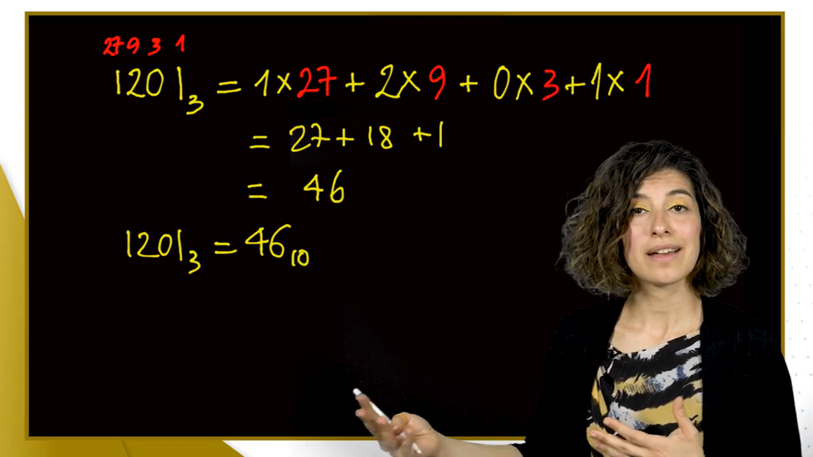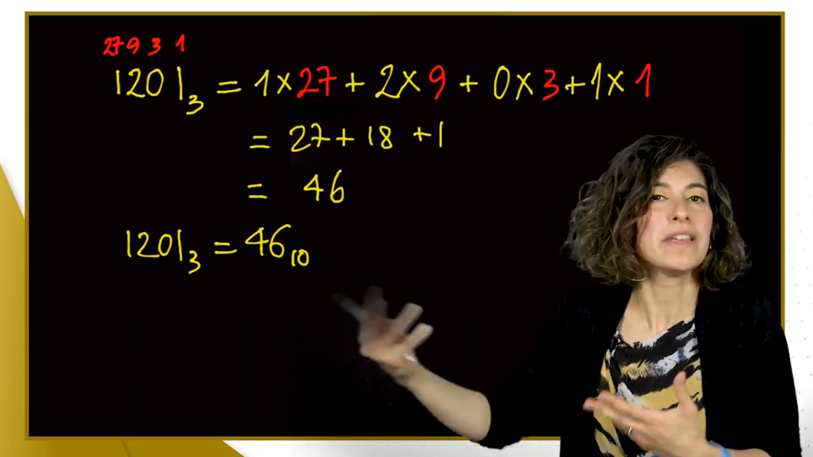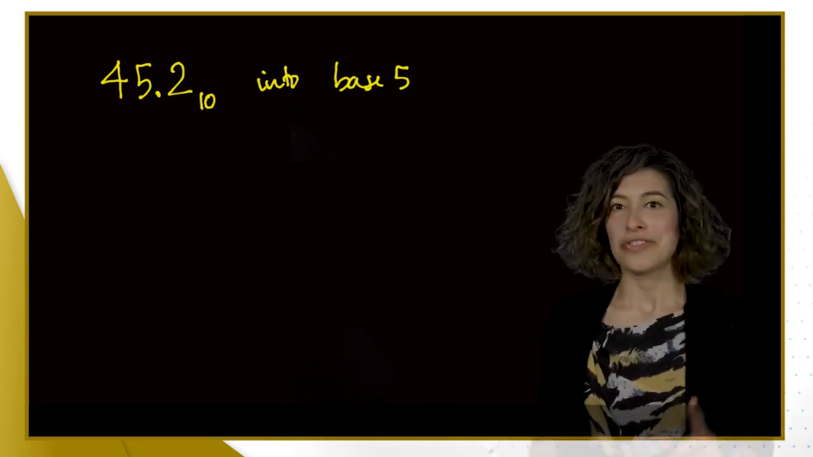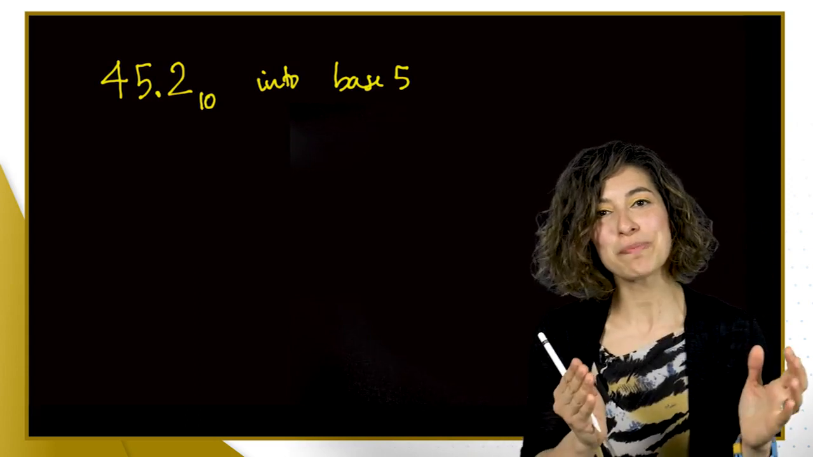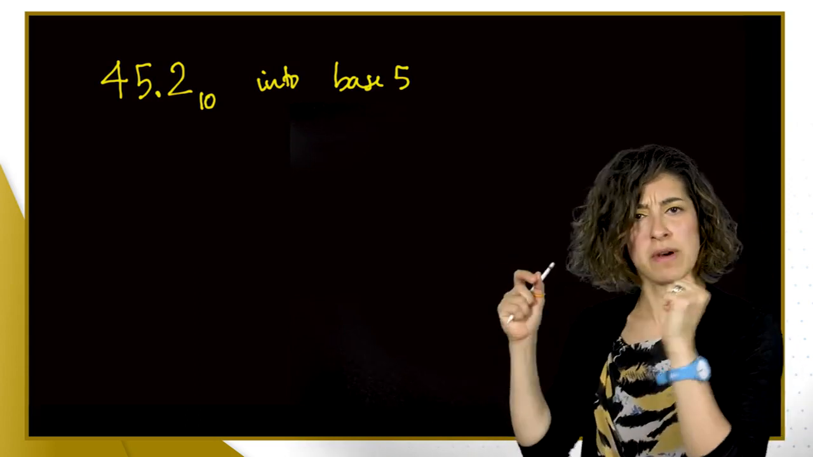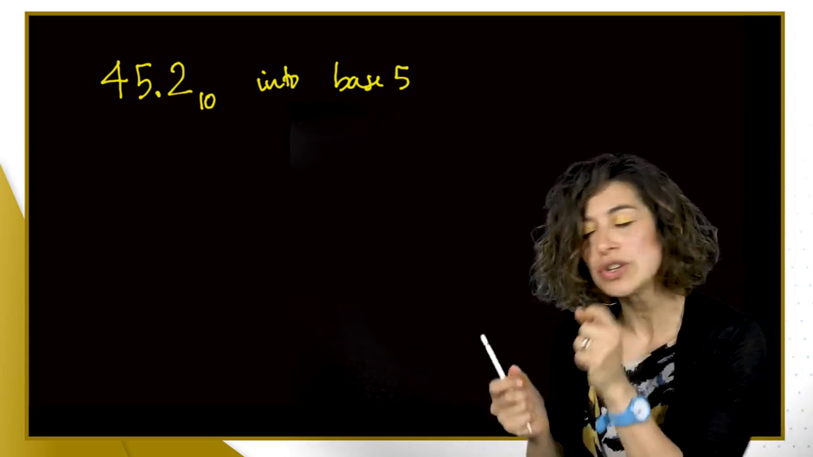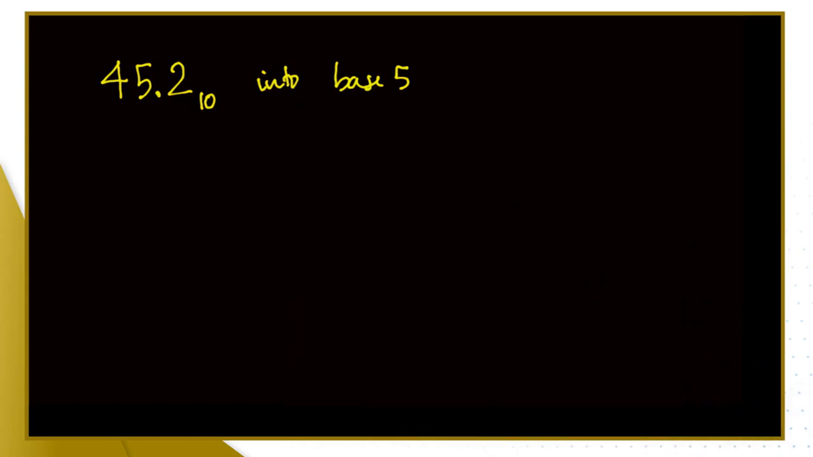Let's look at changing from decimal to base 5. Let's do 45.2. I'm allowed to say 45 because it's decimal. And we want to write this in base 5. This is the division algorithm. Well, kind of. It is the division algorithm for the integer part, for the 45, and it's going to be the multiplication by 5 algorithm for the 0.2. So let's do it separately.